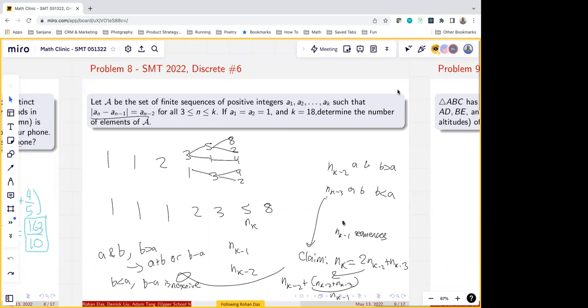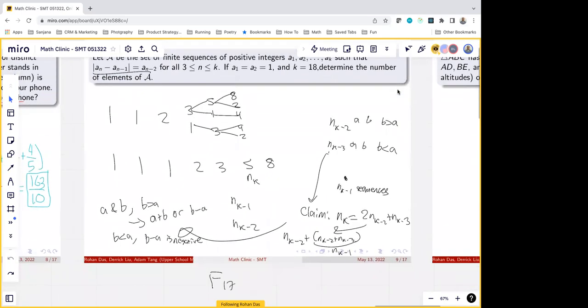And from here, we just want to compute this 17th Fibonacci number with the scales defined as F1 is 1 and F2 is also 1. And if we do the computation, we end up with 1597. Are there any questions?